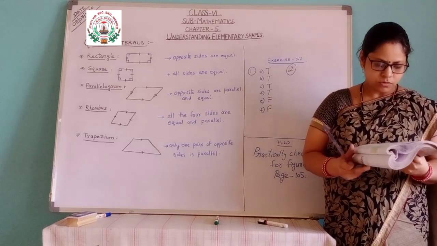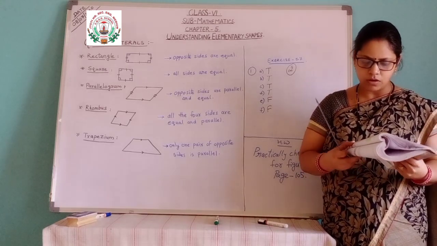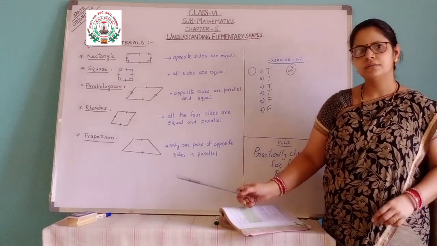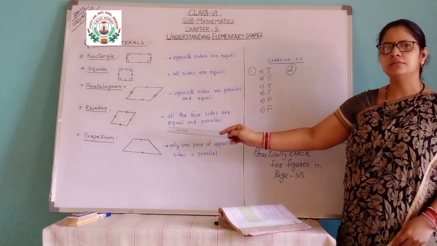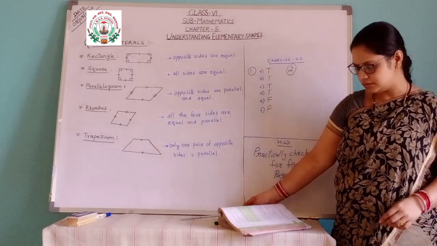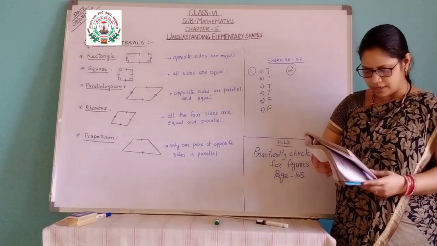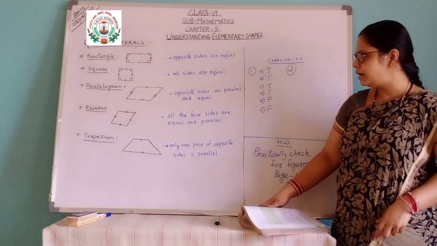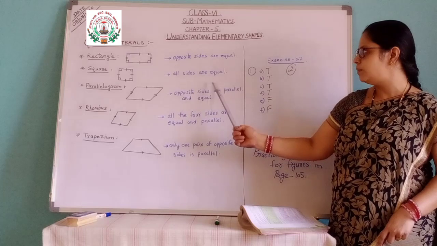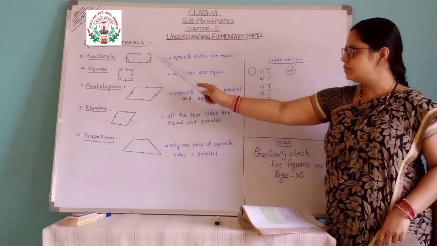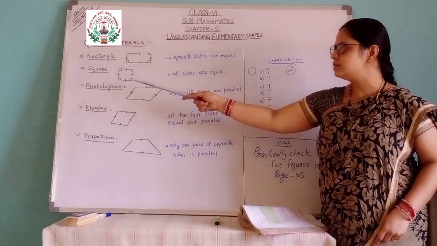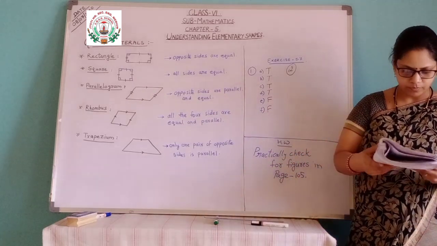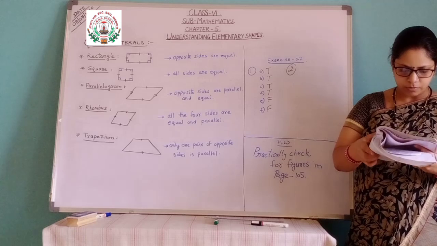B part. Square, rectangle, parallelograms, all are quadrilaterals. Are they quadrilaterals? Yes, because all have four sides. Square is also a parallelogram. The condition of a parallelogram is that opposite sides are parallel and equal. Opposite sides are parallel and also equal. So yes, they are equal and parallel also. So this we have completed.